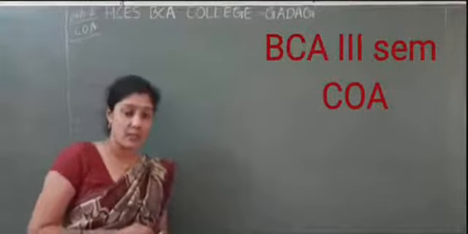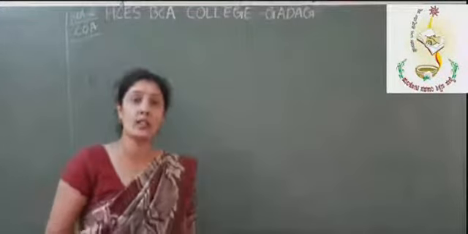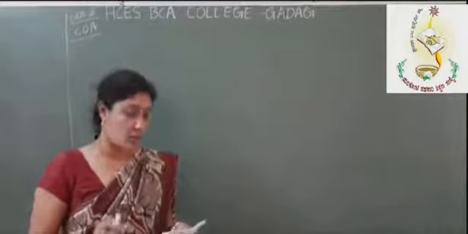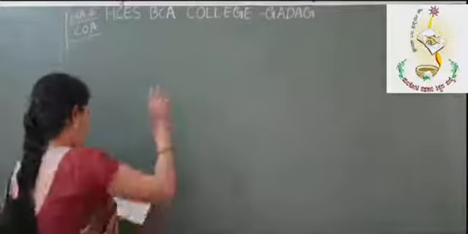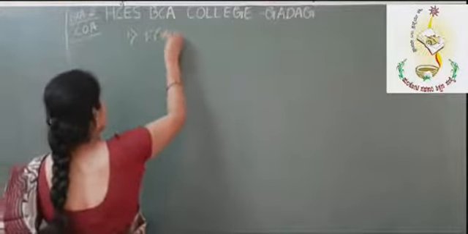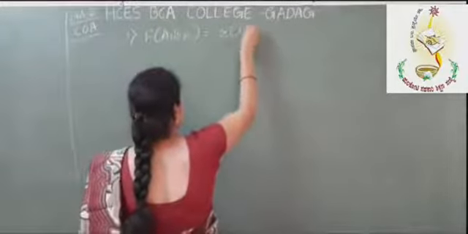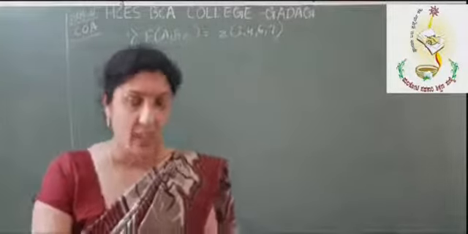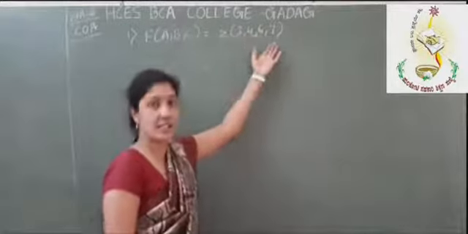Hello everyone. In the last class of COA, we solved some K-map problems using two variables, and I think only one using three variables. So today we will solve all the K-maps using three variables. Okay. So here the problem is f of ABC is equal to summation of 3, 4, 6, 7.